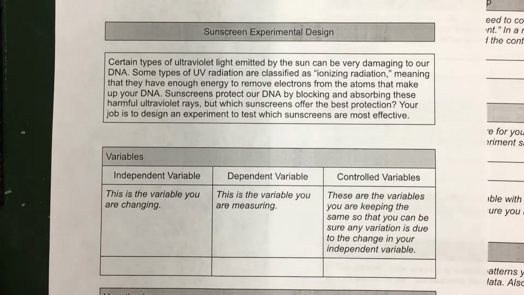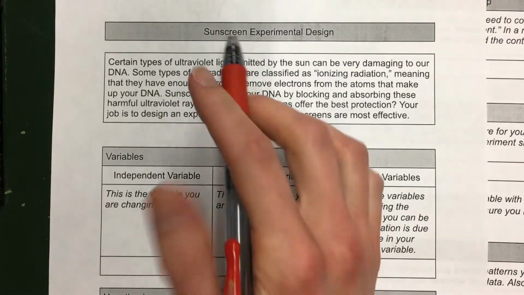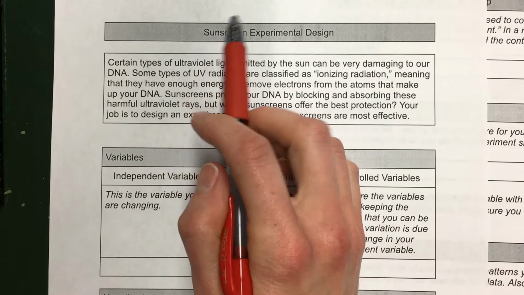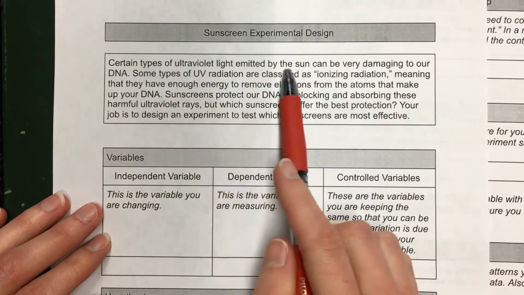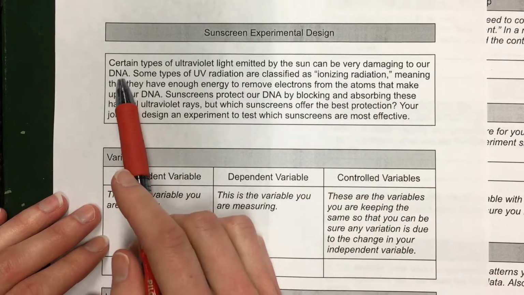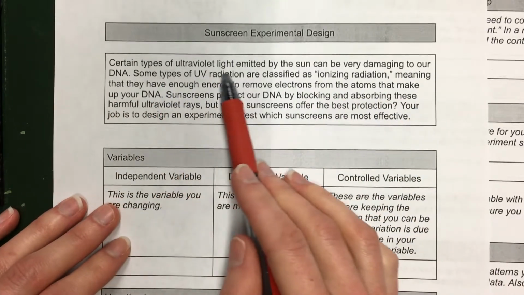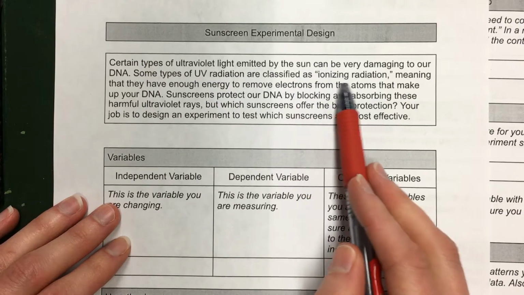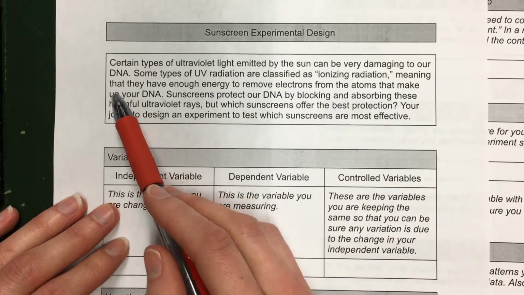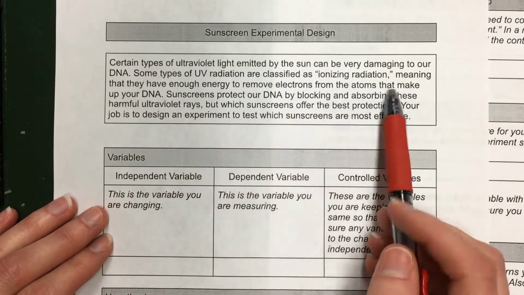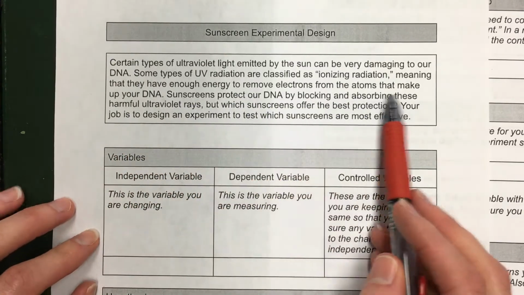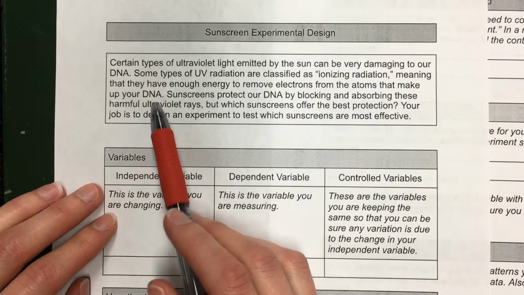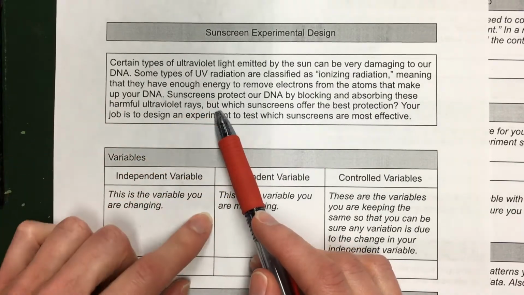Hey guys, so I'm just going to go over how to do this lab about sunscreen. So this says certain types of ultraviolet light emitted by the sun can be very damaging to our DNA. Some types of UV radiation are classified as ionizing radiation, meaning that they have enough energy to remove electrons from the atoms that make up your DNA. Sunscreens protect our DNA by blocking and absorbing these harmful ultraviolet rays.